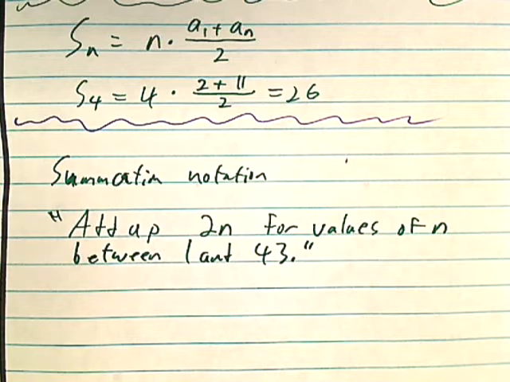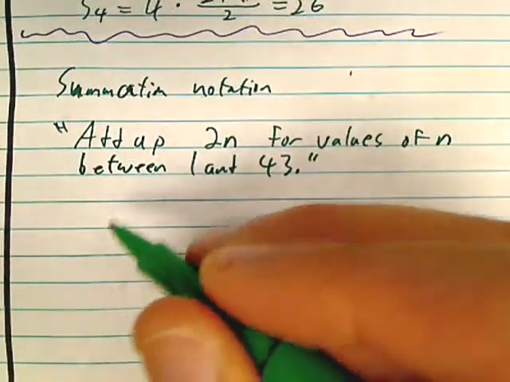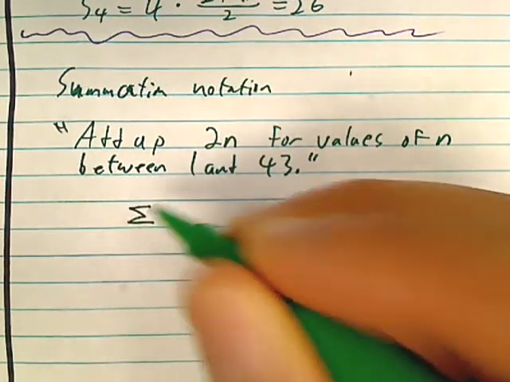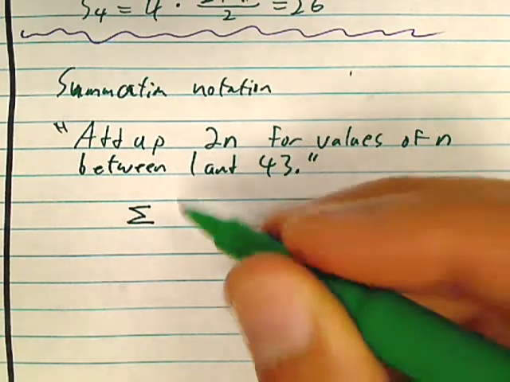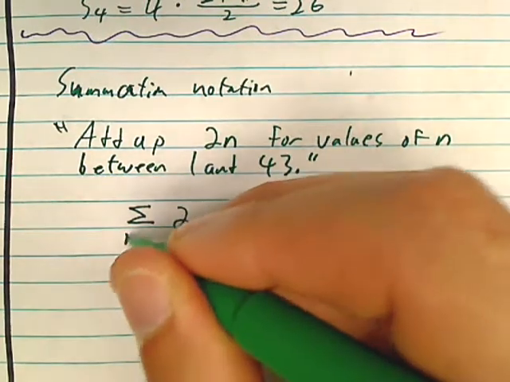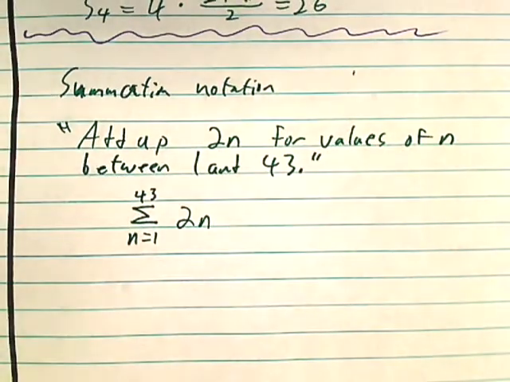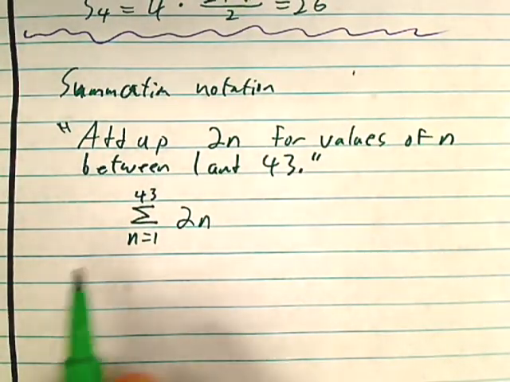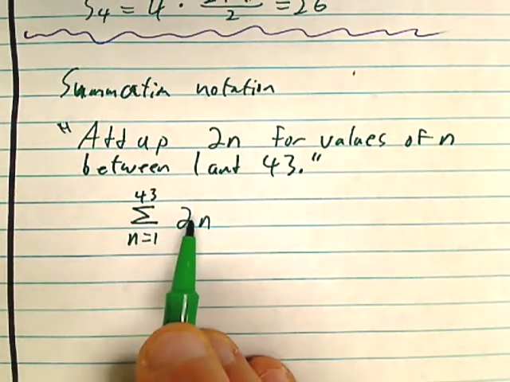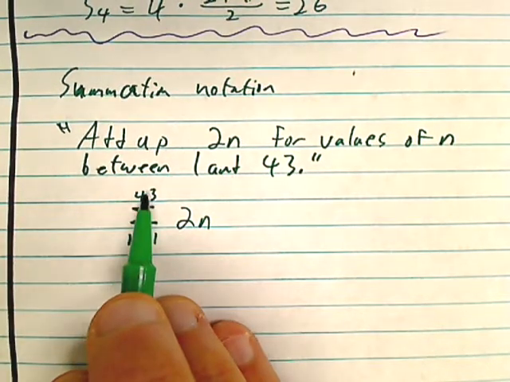Okay, summation notation, the way I could shorten this up is I would say I'm going to add up. This is the sigma we're going to write here. It's the Greek letter sigma. We're going to add up 2n from n is 1 to 43. So it's kind of a crazy loop-de-loop we do to translate this. Add up 2n with n starting at 1 and going to 43.